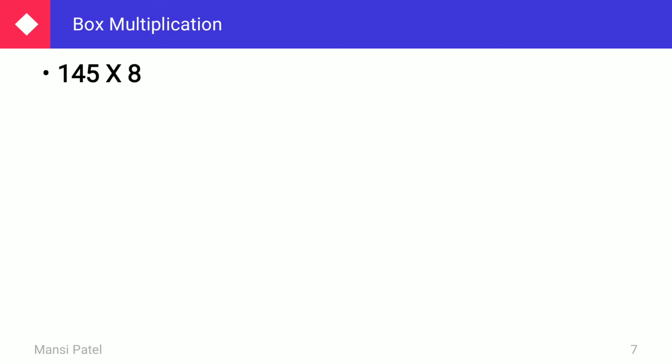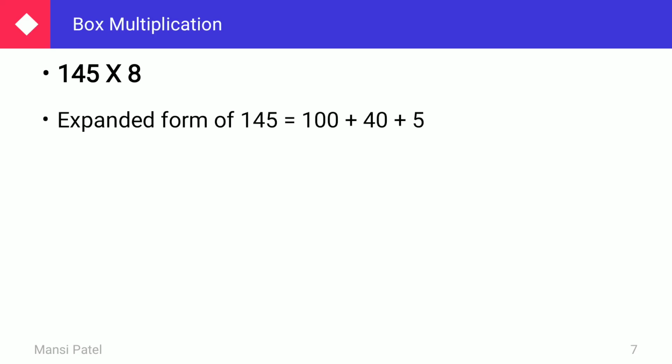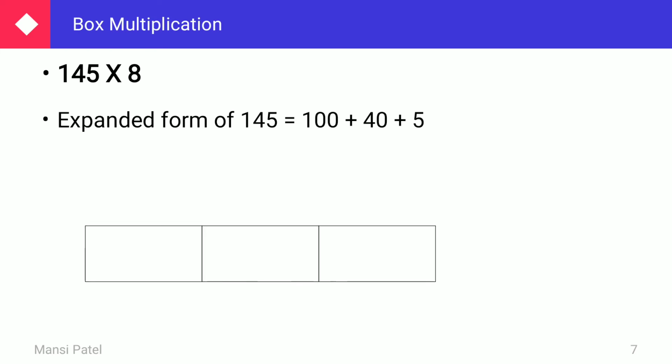Now you can see here there is the multiplication of a 3 digit number multiplied by a 1 digit number. So the rules are the same. First we have to write down the expanded form of 145. The expanded form of 145 is 100 plus 40 plus 5. Now the expanded form of 8 is only 8, so you don't need to write it. Now here how many digits are there? 3 digits are there. So we just make 3 boxes.